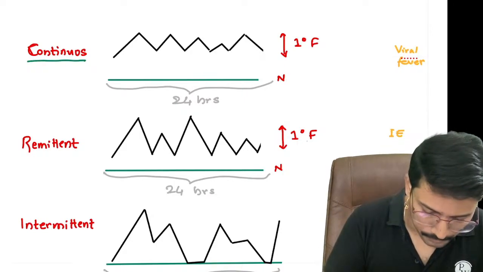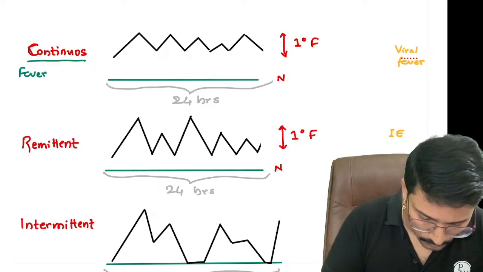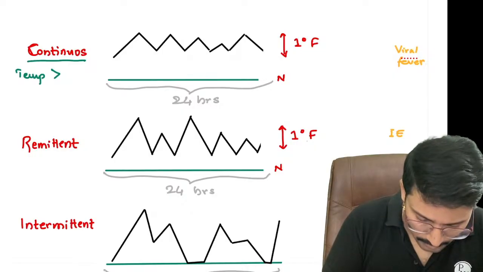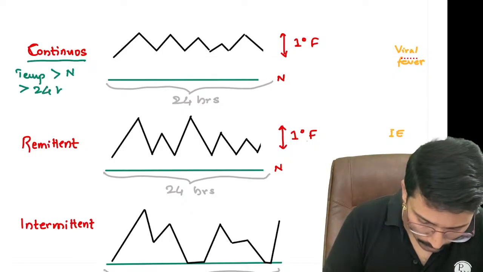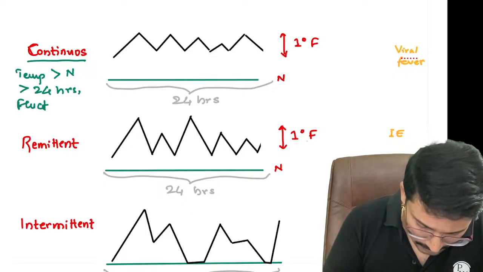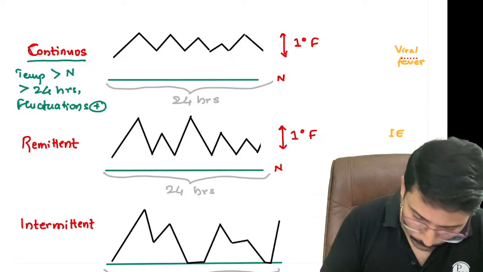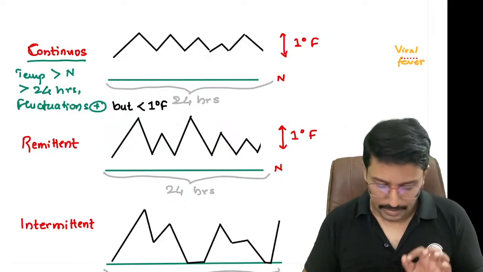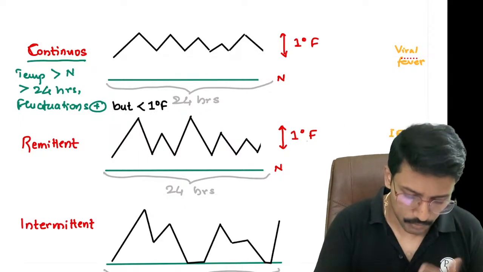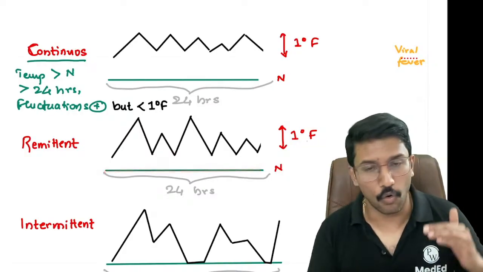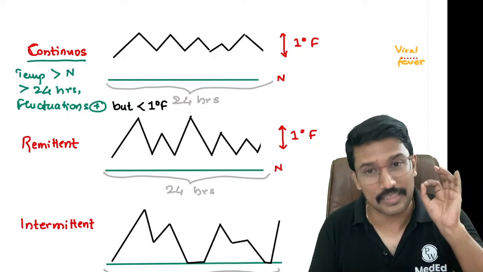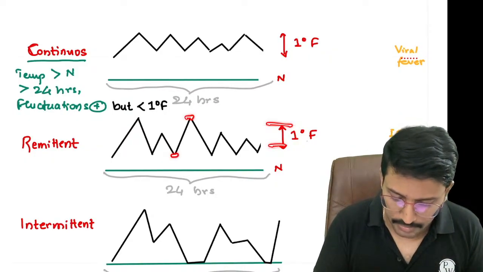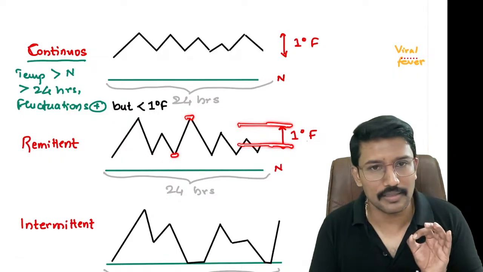So continuous fever refers to body temperature above the baseline, temperature greater than normal for more than 24 hours. Fluctuations are present, but whenever fluctuation happens, it is less than 1 degree Fahrenheit. In the second graph that you see, it's called remittent. Here also the same thing: the temperature has never touched the baseline. It is always above the normal value. In the 24-hour period, it has never come to baseline. But the fluctuations here, you can see, from here to here, are definitely more than 1 degree Fahrenheit. Then we call it remittent.